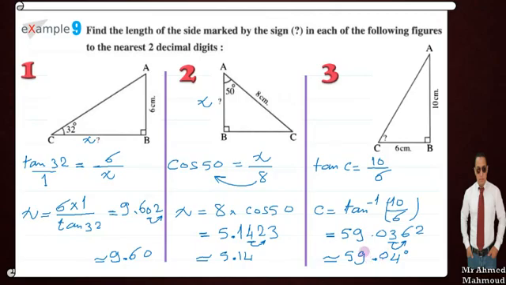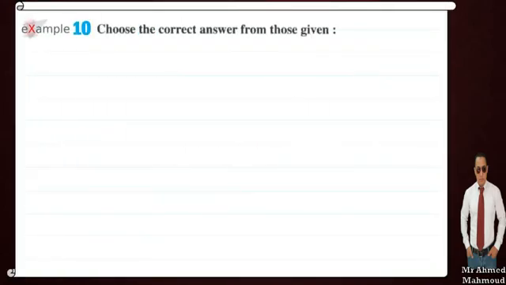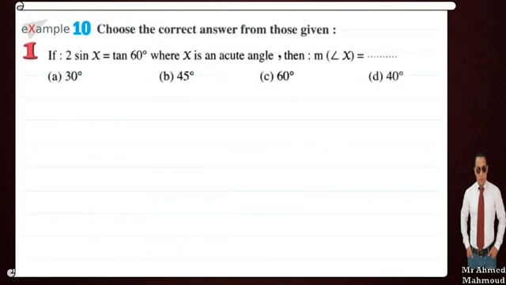Example 10. Choose the correct answer. 2 sine x equals sine 60. Then x equals what? Now I will send 2 there as a divide. Sine 60 equals root 3 over 2, then sine x equals root 3 over 2. Which angle has its sine equal to root 3 over 2? It's 60 degrees.